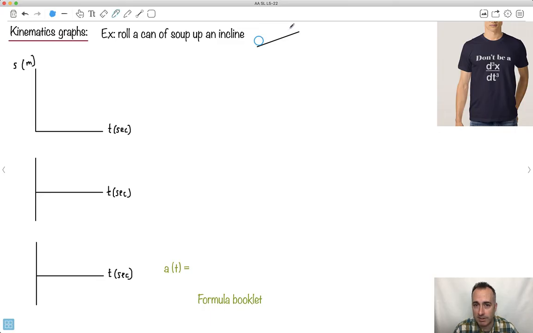You don't have to be a physicist to know what will happen. Even my 5-year-old daughter knows that if I roll it up the hill, it's going to stop and come back down. Okay, so let's take a look at what the graph of displacement versus time might look like.